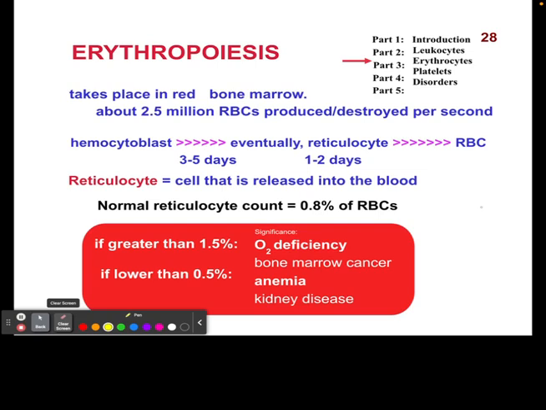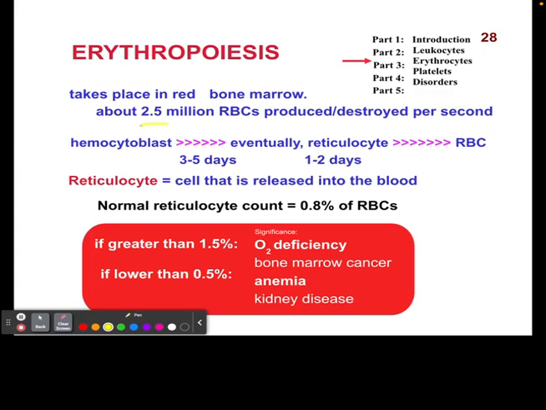So, we're going to see about 2.5 million red blood cells produced and destroyed every second, which is a lot, right? So, we're constantly creating and destroying red blood cells to make sure that we have healthy cells continually flowing through the body. Who does this, right? Where do they come from?